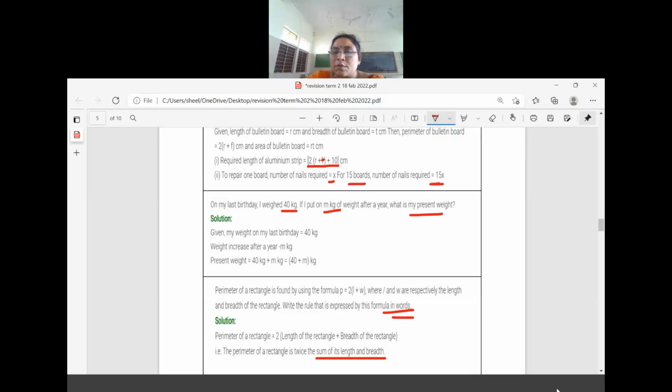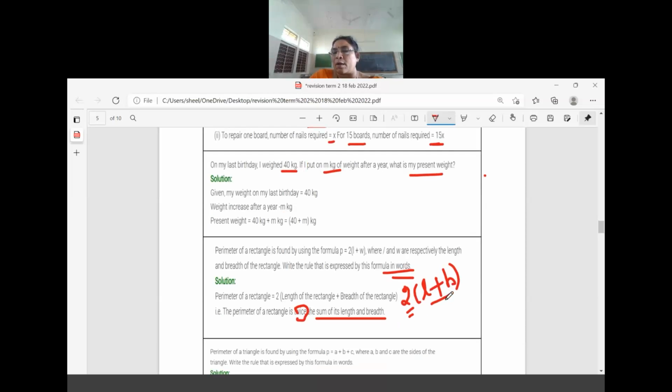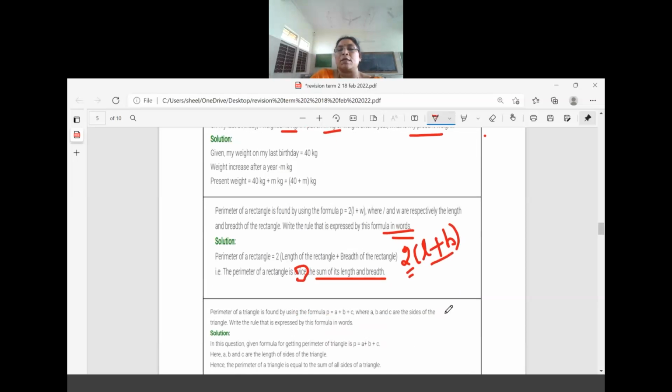So read carefully this one. It is 2 into L plus B only. Now we have to put it in words: 2 became twice. L plus B means sum of length and breadth. That only is written here: twice, then sum of its length and breadth. So clear it is. So like that we have to convert the mathematical terms to normal language only. So convert it into words only.